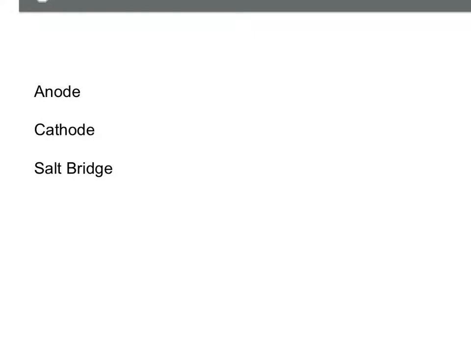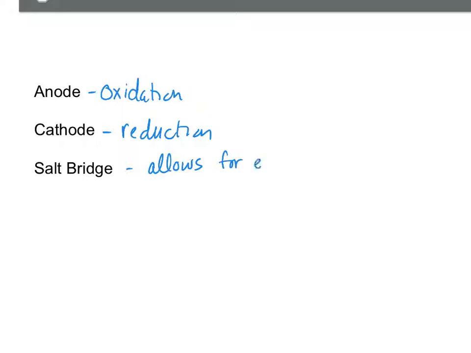Okay, anode, I think we did these already. Anode's where the oxidation occurs. Cathode is where reduction occurs. And then, of course, the salt bridge allows for charge to flow. Electrons do not flow through the salt bridge, though. It's the counter ions that are flowing through the salt bridge, and they're not really going all the way through, like you wouldn't take one anion all the way across.